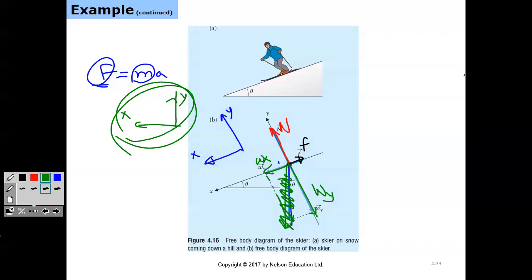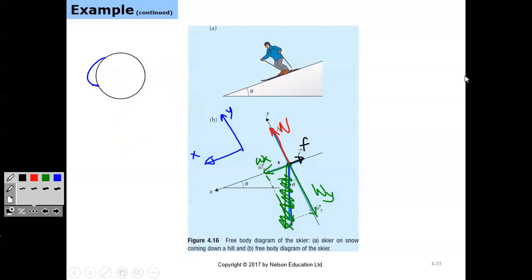Let me repeat that. It's important, okay? Now this is how I choose the X and Y axis, right? Why did I do that? Why don't I choose X like this and the Y like this? There's nothing wrong in that.